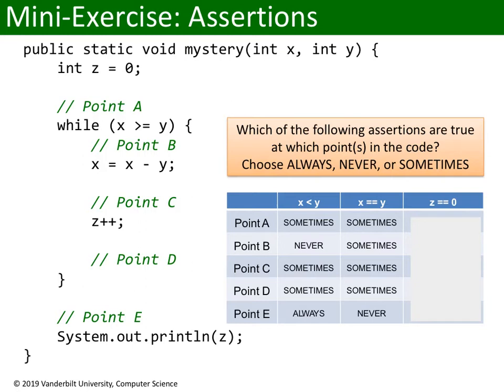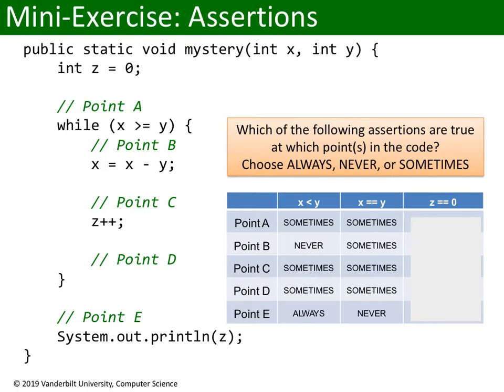Actually, at point D, we can guarantee that the value of z is not 0. So at point D, we would say never for is equal to 0. But at point B and point C, we would say sometimes. What about at point E? At point E, we would say sometimes as well.